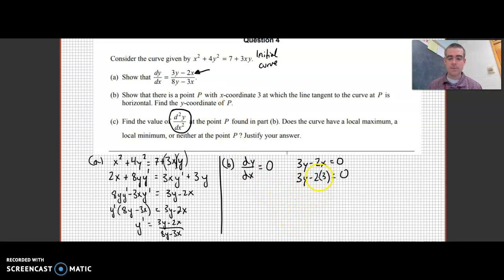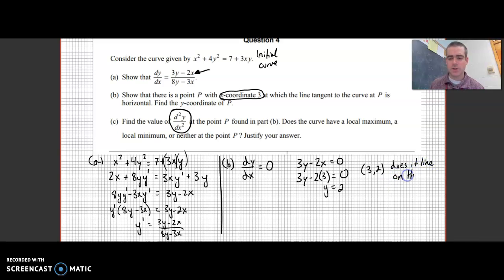When we solve 3y minus 2 times 3, I'm letting that x equal 3. I'm trying to find that there's a point P with an x-coordinate of 3. So I'm going to let the x equal 3. That means that my y value has to equal 2. So does this point lie on the curve? That's my potential point when x is equal to 3.